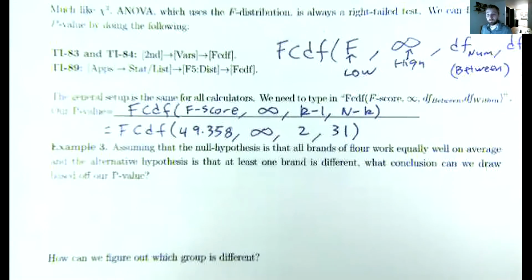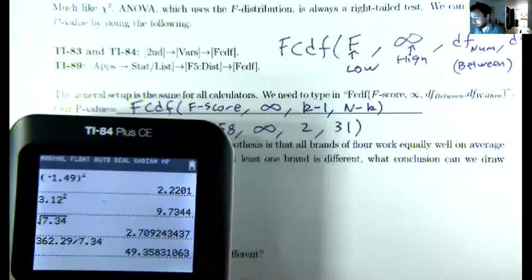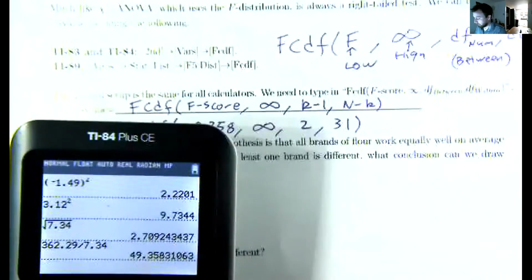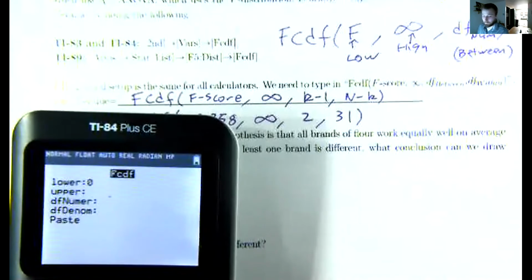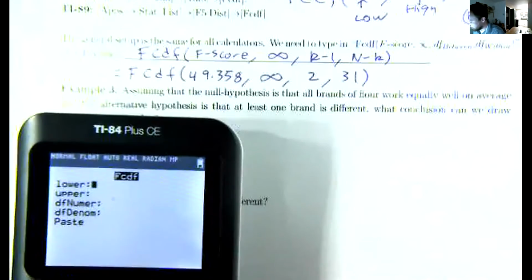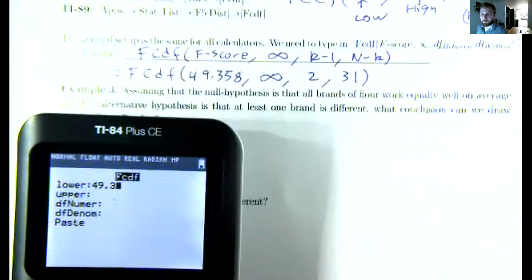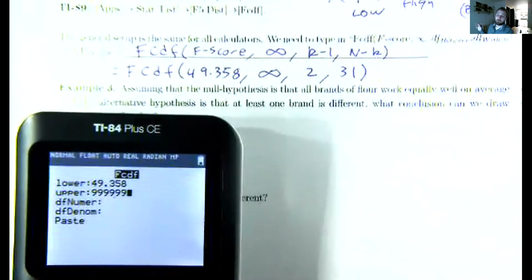I'm going to type this into my calculator, and I'm going to see what I get. So second, vars, I'm going into FCDF. My low value, I have 49.358. Large value, I have infinity. I'm just going to town on the 9 button.